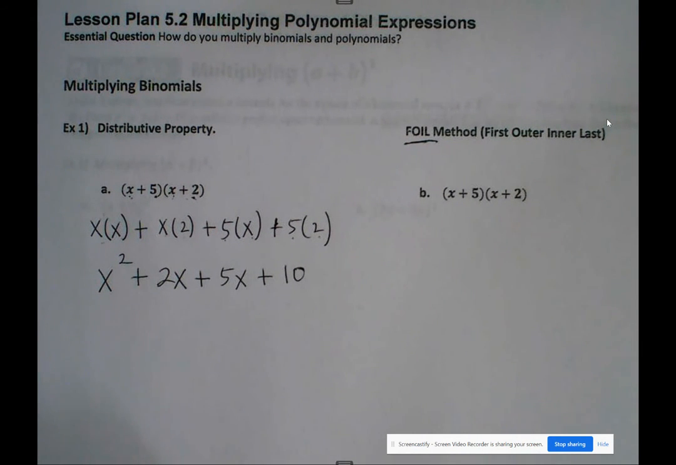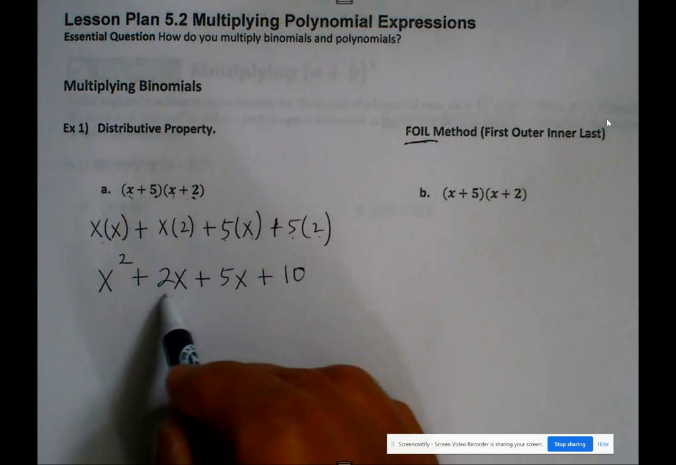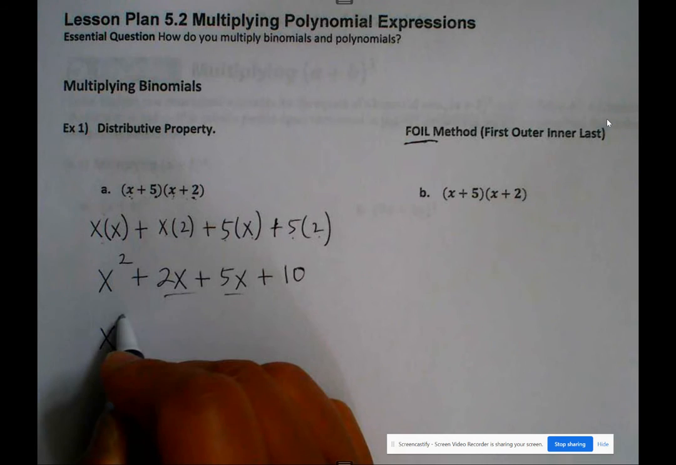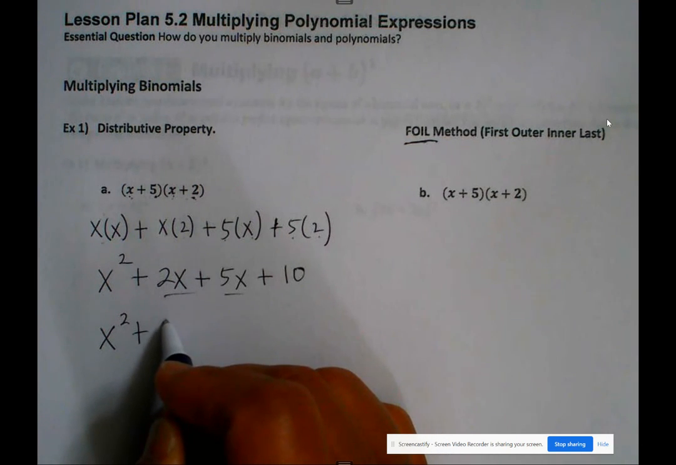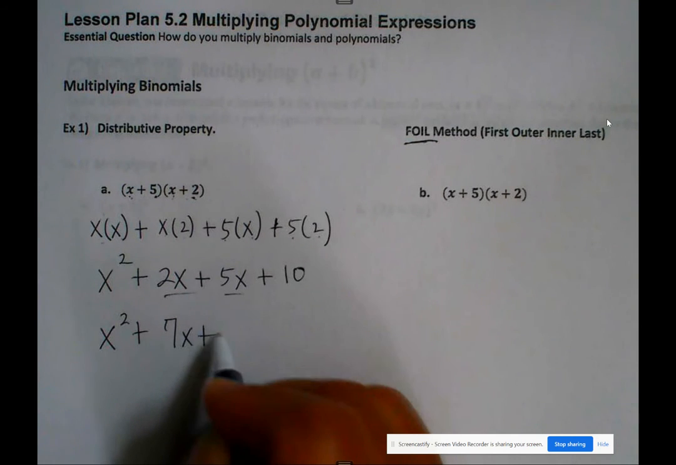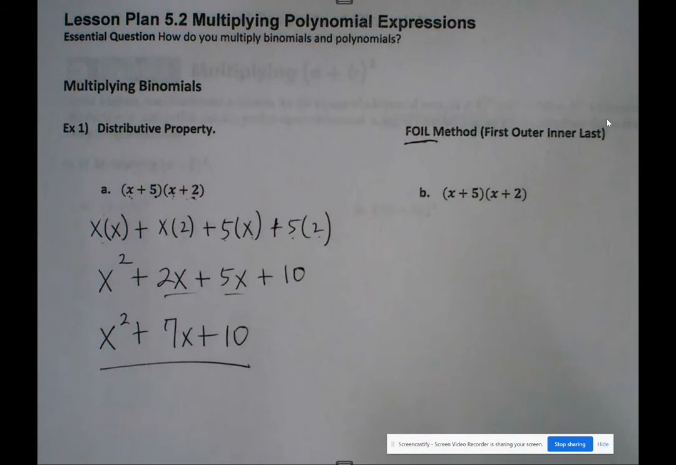All right, check to see if you have anything to combine. Is there anything that we can combine? Like terms. You remember like terms? You combine like terms. Which ones are alike? 2x and 5x. So that will give you x squared plus, what is 2x and 5x? 7x plus 10, so that is your answer.